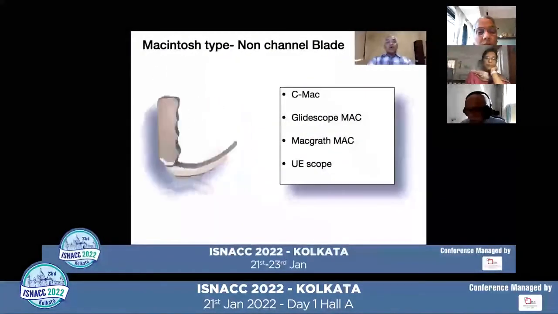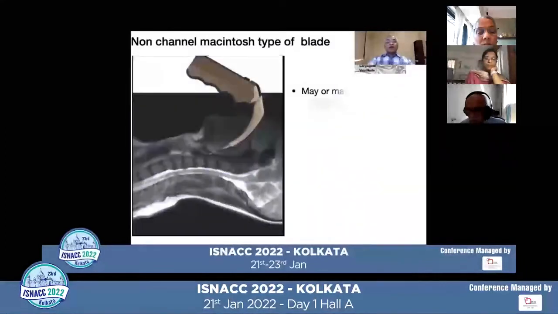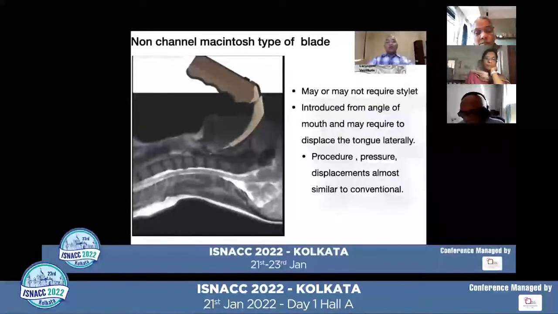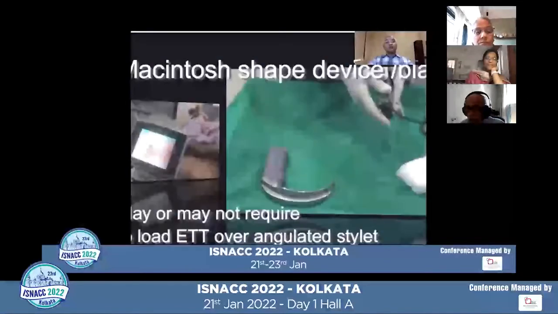Macintosh type of a video laryngoscope blade, basically you may or may not require stylet introduction. You can introduce it from the center of the oral cavity or from the angle of the mouth. Procedure, pressure and displacements are almost similar to conventional. So it is good for teaching, but its role in difficult airway has been questioned by a few authors.